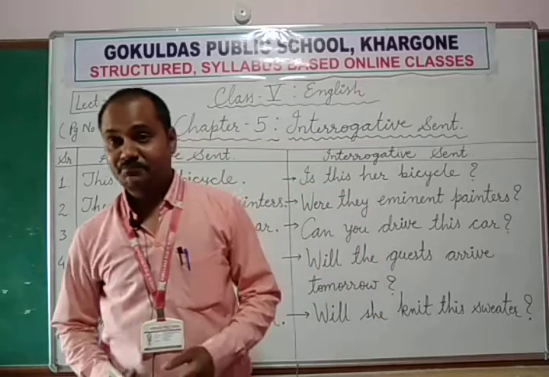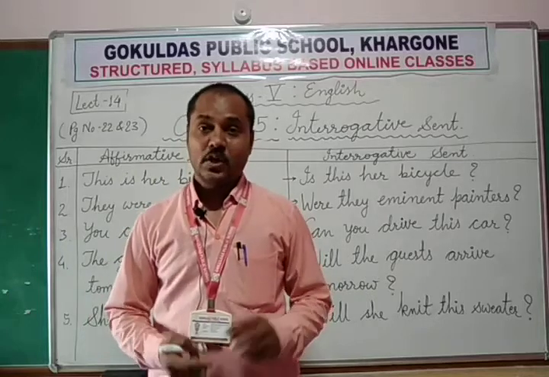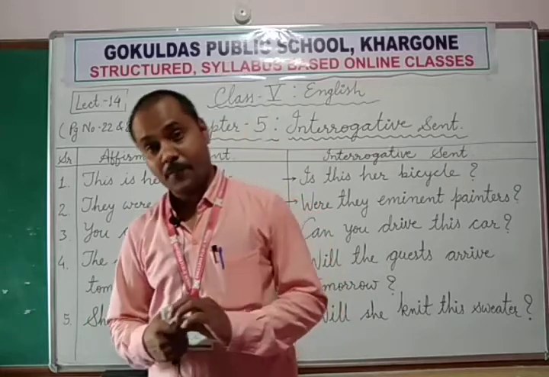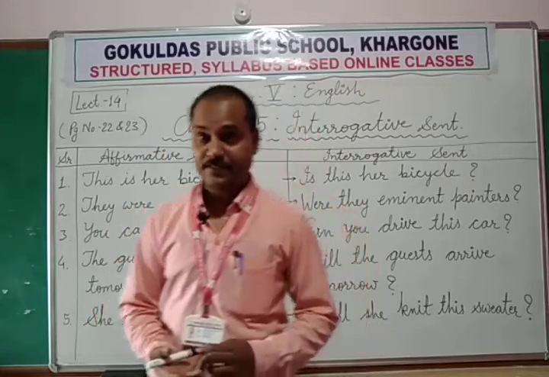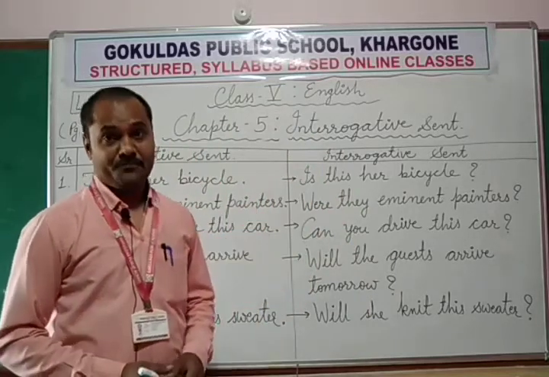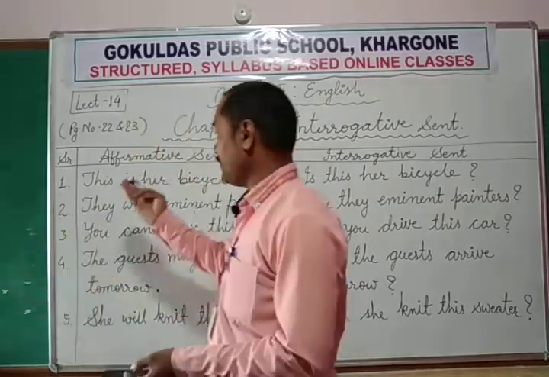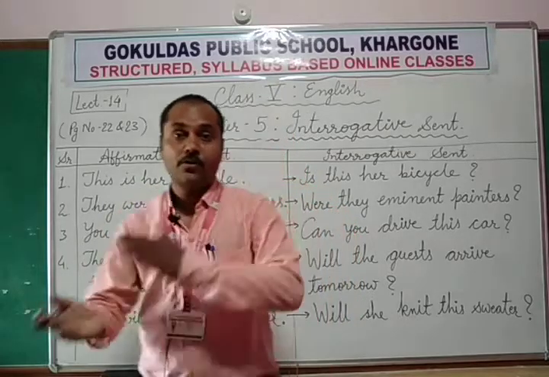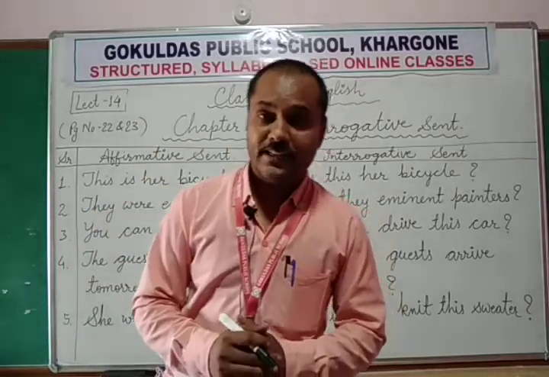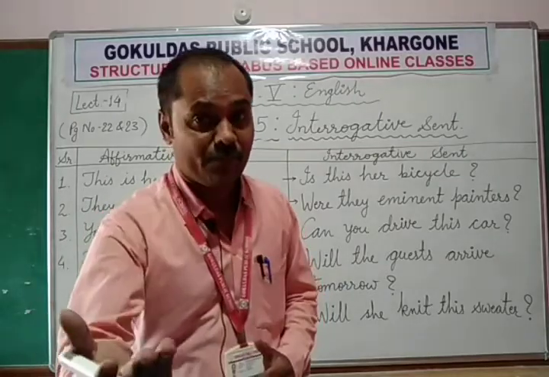In the first chapter, if you remember, we have learned 4 types of sentences. One is assertive sentence, second is interrogative sentence, third is imperative sentence, and fourth is exclamatory sentence. So the second type of sentence is interrogative sentence. But how to make interrogative sentences? If you are provided with affirmative sentences, how to convert these sentences into interrogative? What is the use of interrogative sentences? The basic use of interrogative sentences is to ask something.